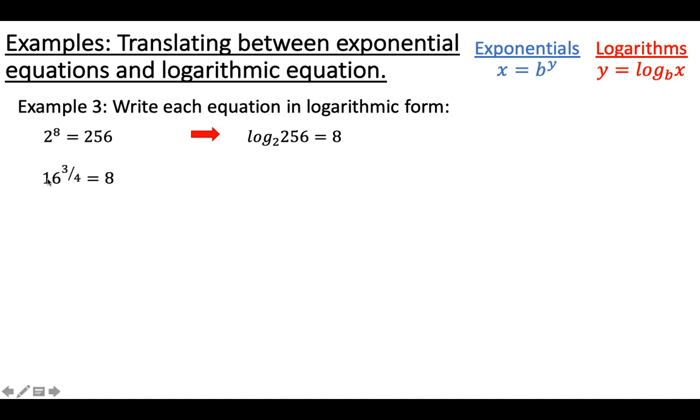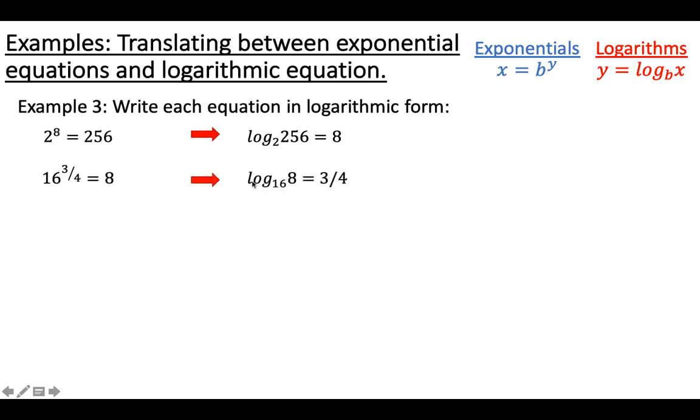So let's say we start with 16 with 3/4 in the exponent spot equals 8, and some people might freak out and be like, well, what do I do now? There's a fraction there. It doesn't change what you do at all. What's our base? 16 is our base, so that's going to go in the B spot. 3/4 is our exponent, so that's the number that should be over on the other side by itself in the Y spot, and then equals 8. So 8's the last number, so that's going to be the X.